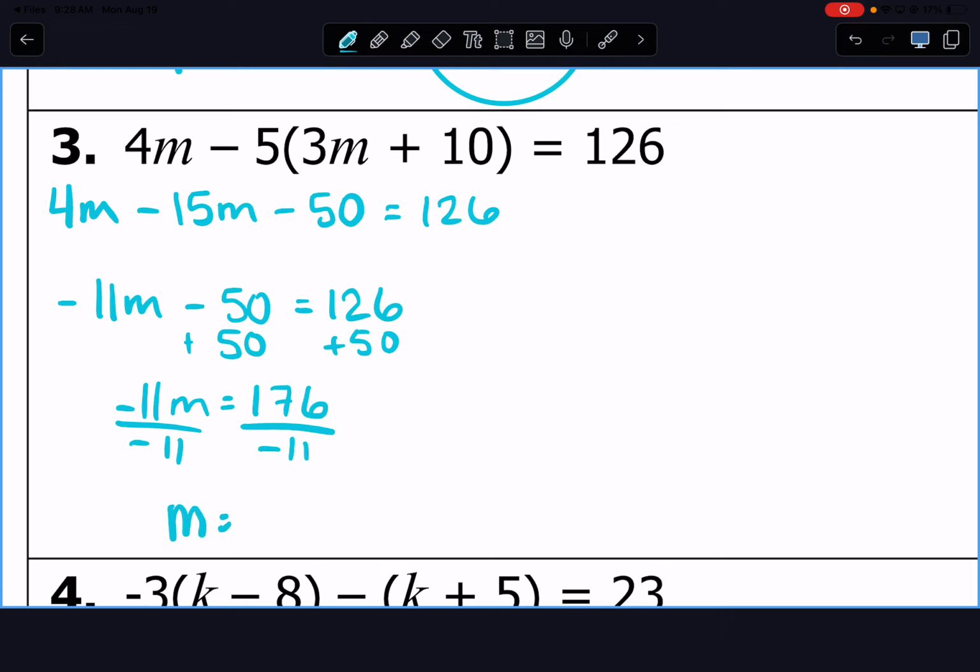Alright, is this what y'all got so far? What does M equal? And that is our answer.